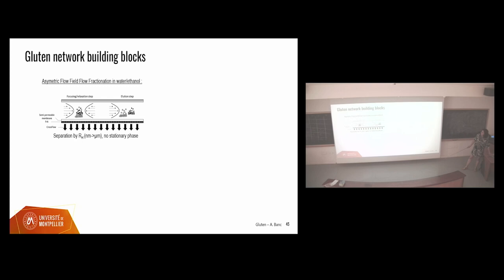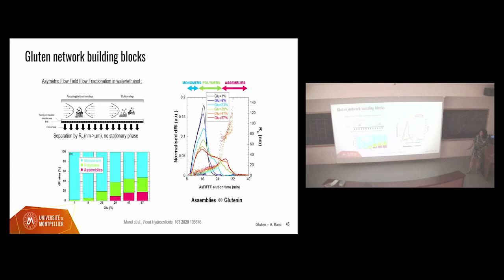So we developed a method to separate our proteins in water and ethanol. It's not so easy because water and ethanol is very viscous, roughly 2 times water. We succeeded, and we could fractionate different model samples with different glutenin content.